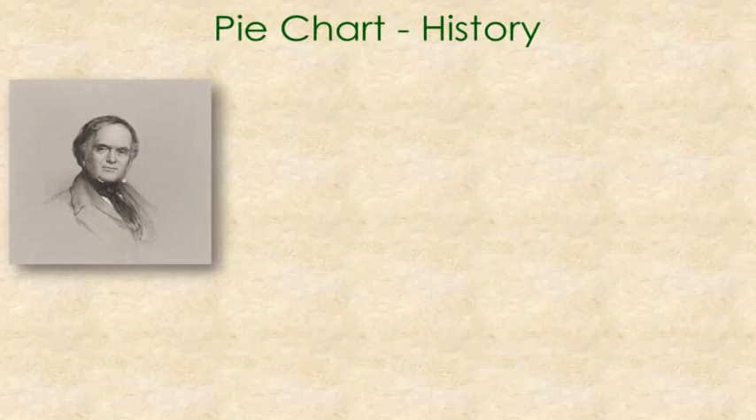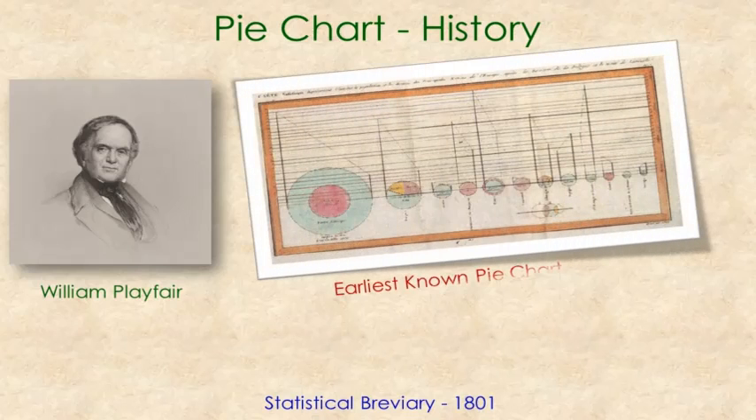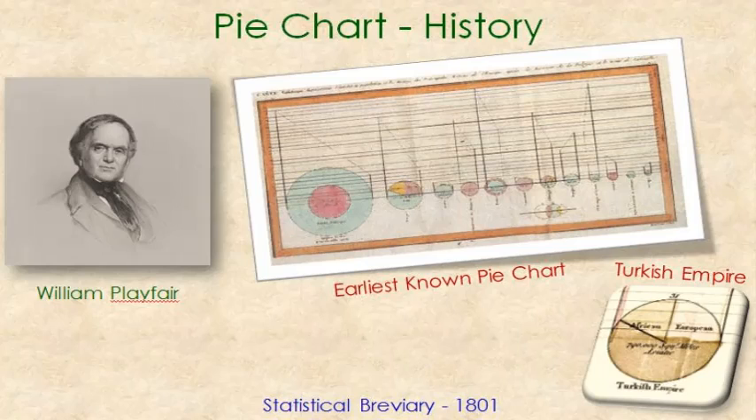The earliest known pie chart is credited to William Playfair for his Statistical Breviary of 1801, in which two such graphs are used. Playfair presented an illustration which contained a series of pie charts. One of those charts depicted the proportions of Turkish Empire located in Asia, Europe and Africa.